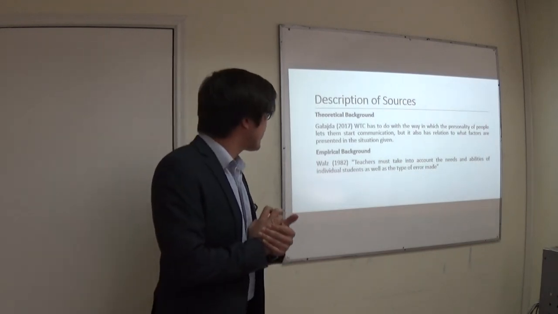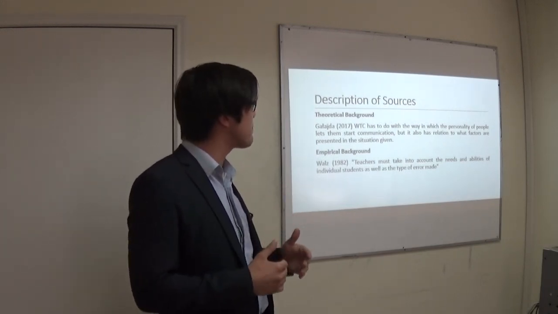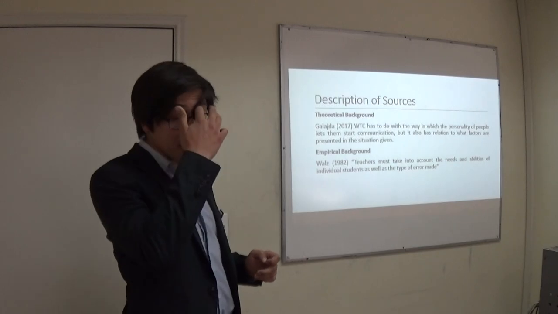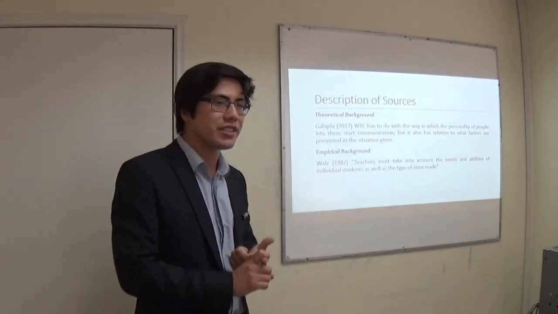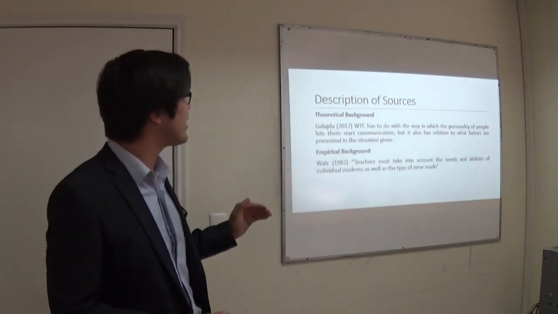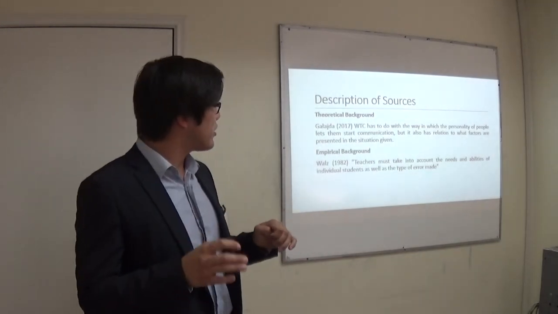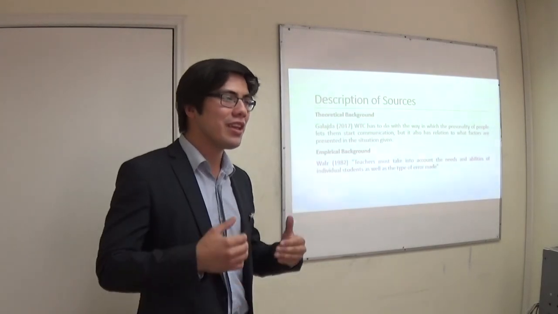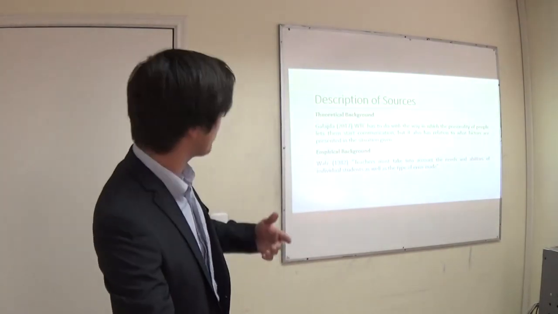In the description of sources, first, in the theoretical background, according to Galacta, 2017, WTC has to do with the way in which the personality of people lets them start communication, but it also has relation with what factors are presented in the situation given. In this case, the factors in the situation given are the error correction by the teacher and how the teacher expresses these corrections. Then, in the empirical background, Walls, 1982, states that teachers must take into account the needs and abilities of individual students as well as the type of error made. So, this means that the teachers need to know well each need that students may have or present during classes in order to let them communicate in a better way.